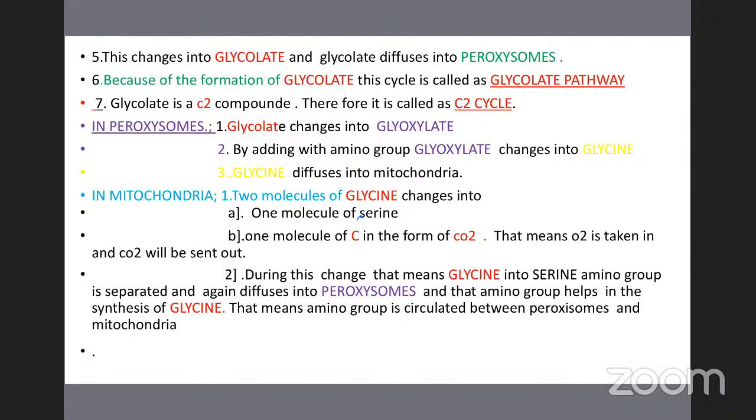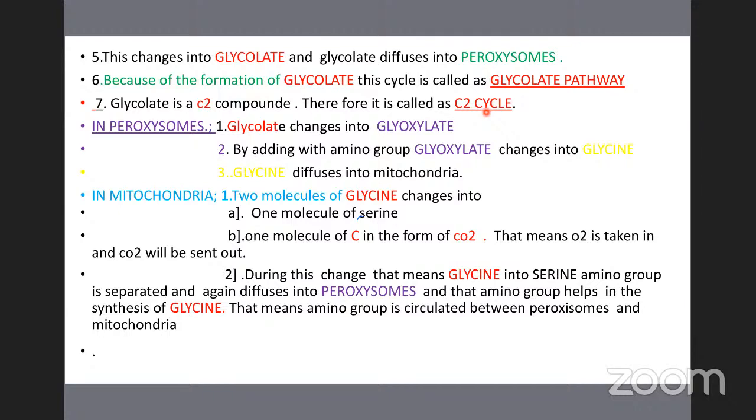and this phosphoglycolate changes into glycolate, and glycolate diffuses into peroxisomes. Because of this glycolate synthesis, this cycle is also called the glycolate pathway, and this glycolate is a 2C compound. That is important. This glycolate is a 2C compound. That's why it is called the C2 cycle also. Next, this glycolate diffuses into the peroxisome. So with this, chloroplast changes will be stopped.